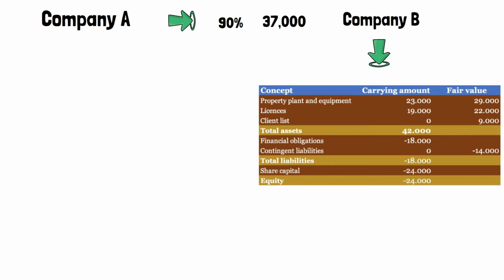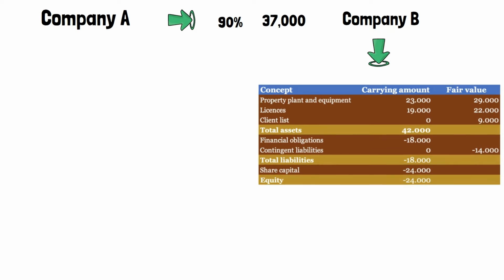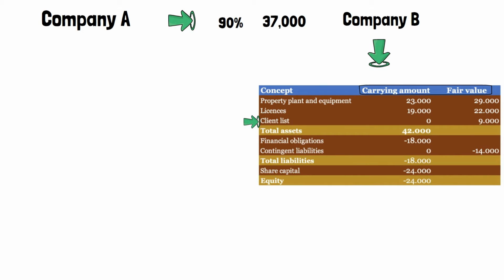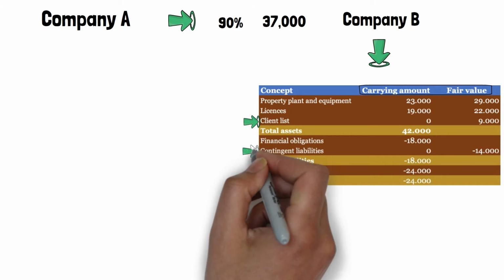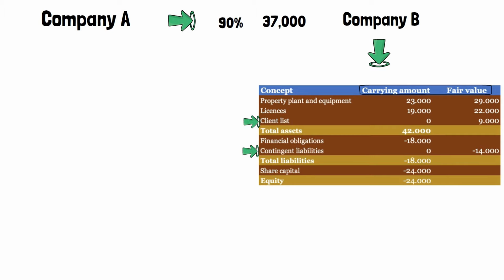As we can see, Entity B has a series of assets and liabilities at cost and at fair value in its financial statements. Also, within the financial statements of Entity B, a client list was not recognized as it was generated internally, under paragraph 63 of IAS 38. This intangible has a fair value of $9,000. In addition, Entity B disclosed a contingent liability for a civil lawsuit in its notes to the financial statements. The fair value of this liability amounts to $14,000.